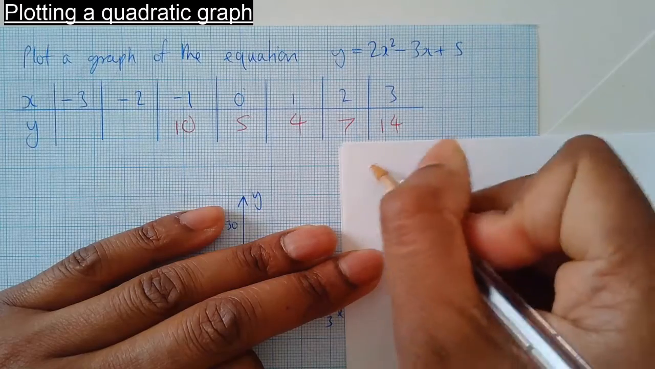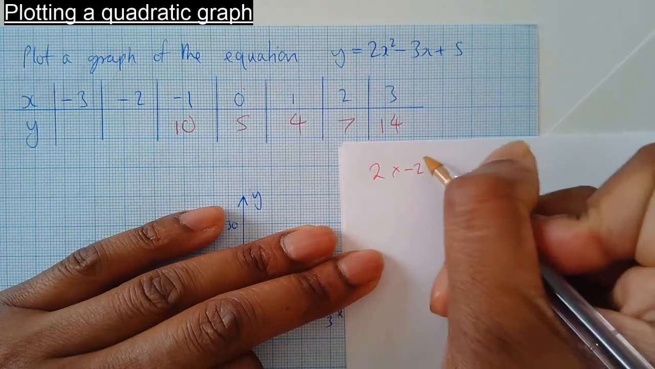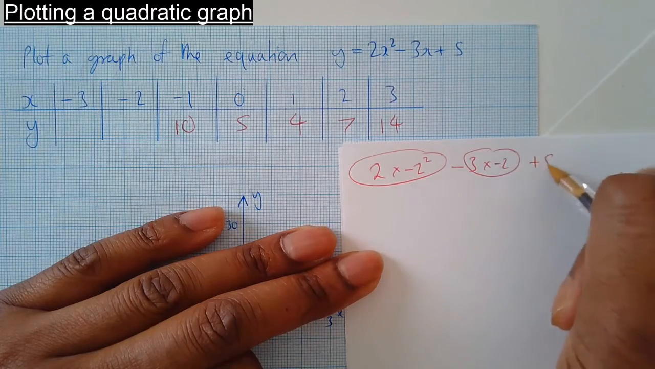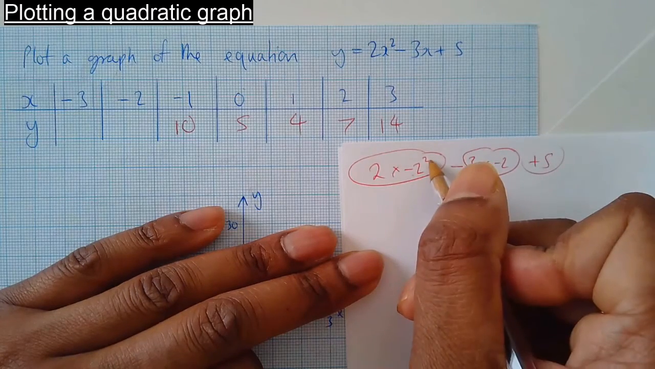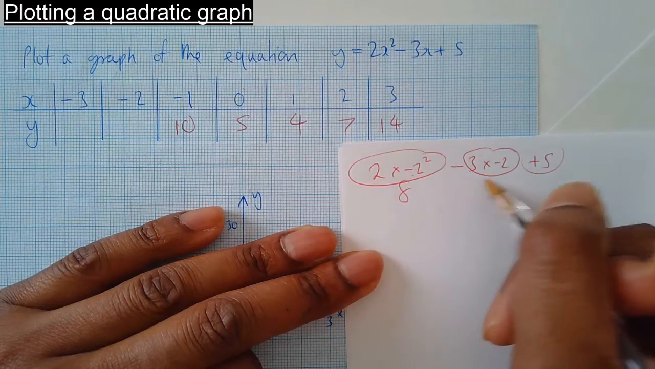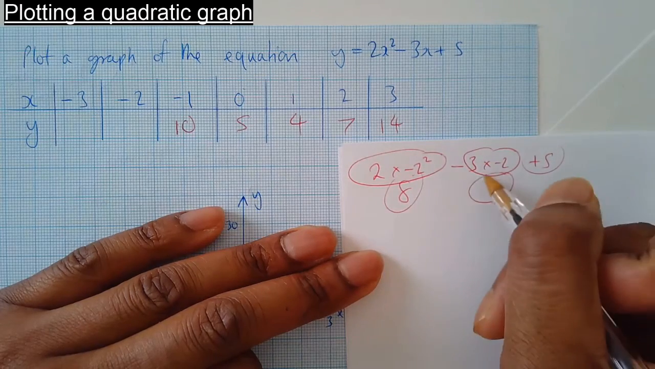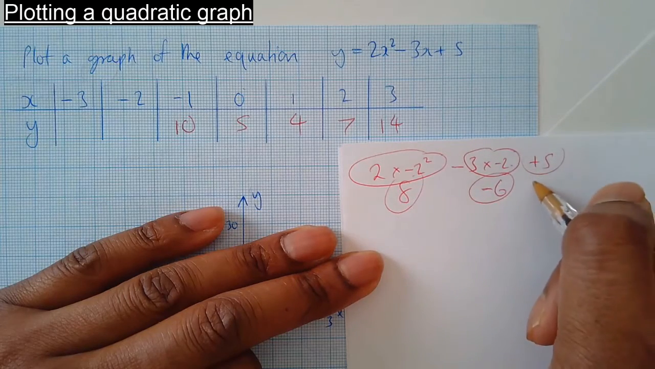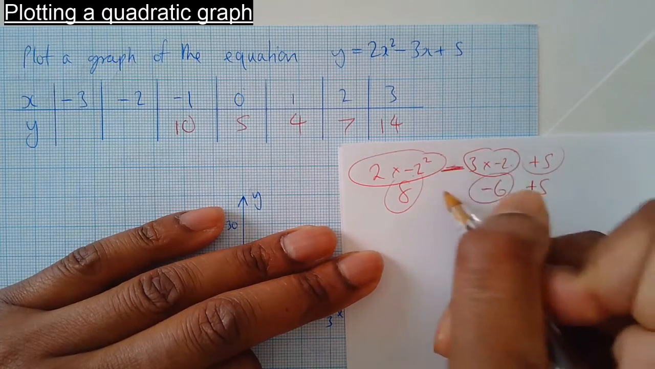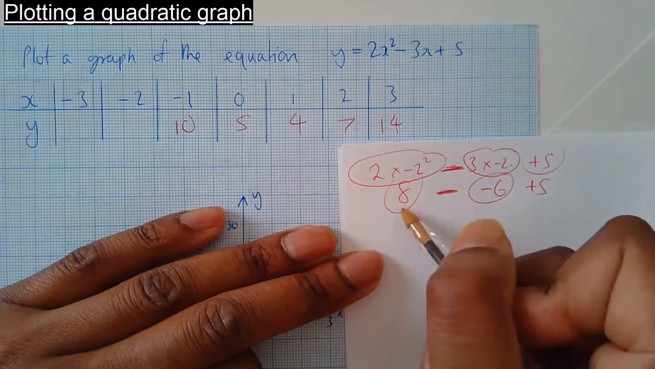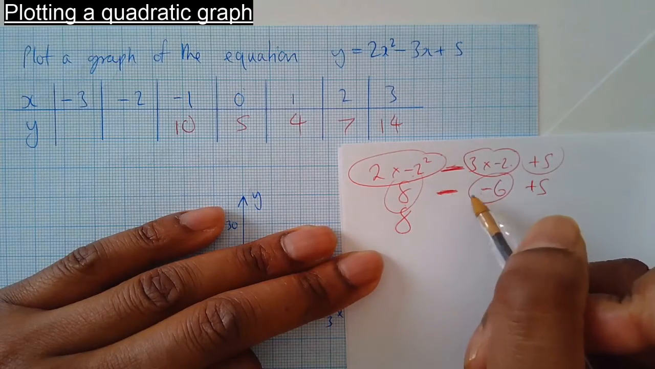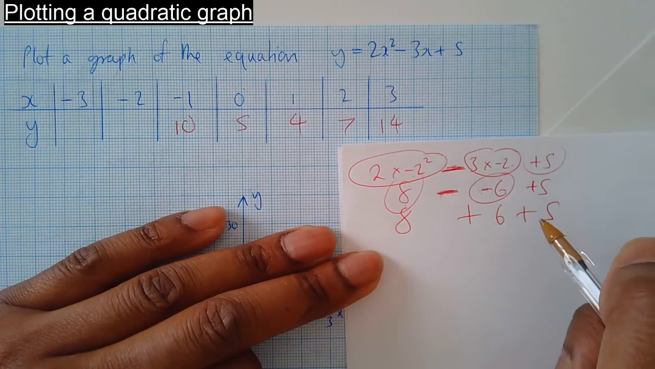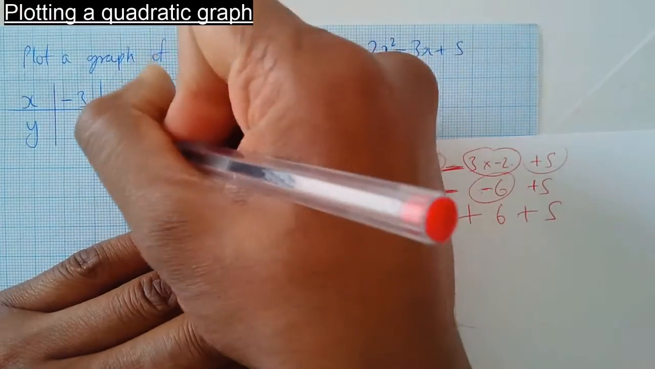Negative 2 now. Negative 2 squared is 4. 4 times 2 is 8. 3 times negative 2 is negative 6. So you've got now plus 5 over here, and you've got the minus over there. Right, 8 take away. Two negatives make a positive. So that becomes 19. Last one.